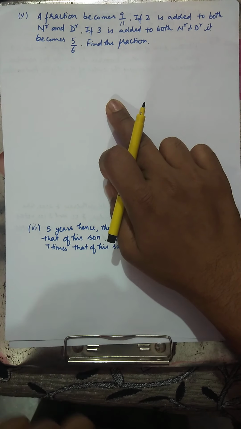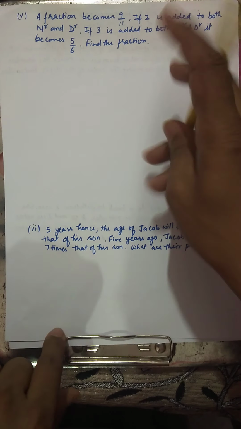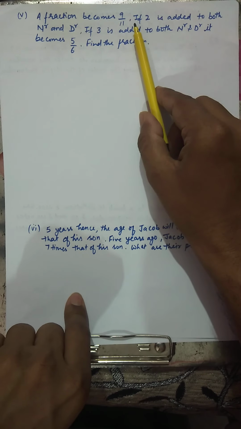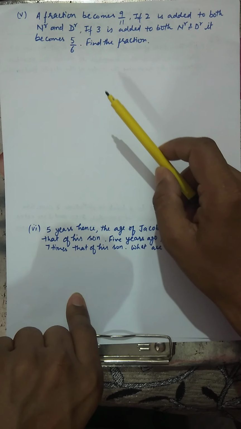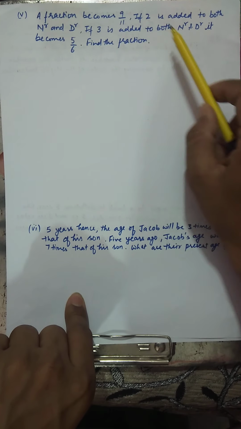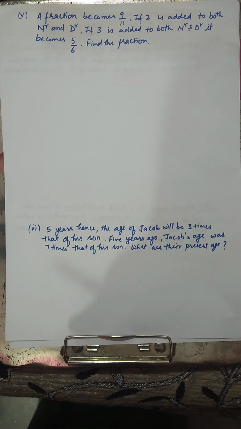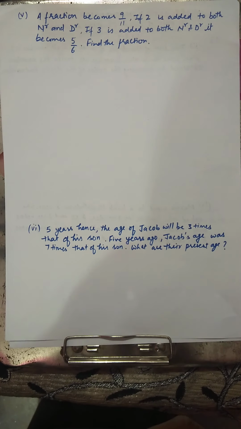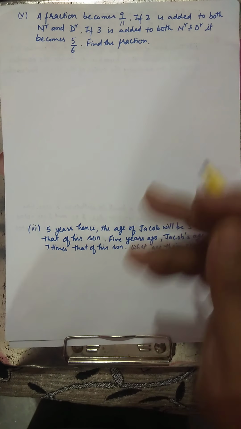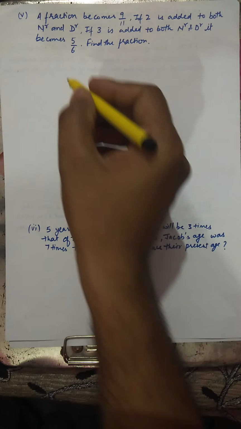Okay, now come to question number 5 of the same exercise. A fraction becomes 9 by 11 if 2 is added to both numerator and denominator. If 3 is added to both numerator and denominator, it becomes 5 by 6. Find the fraction. So you know that fraction means some numerator and some denominator. So we have to start the question by assuming that this is the numerator and this is the denominator.